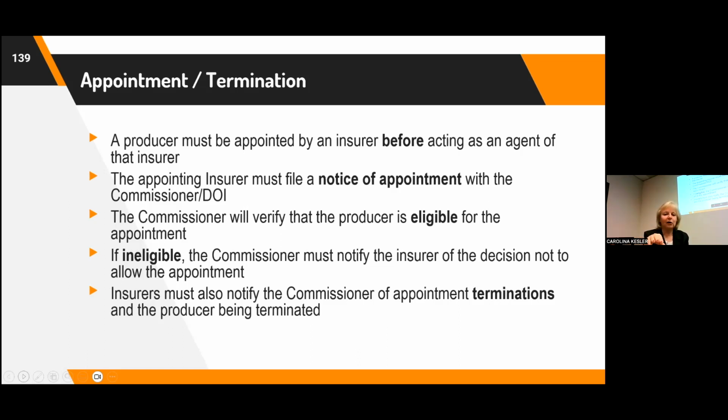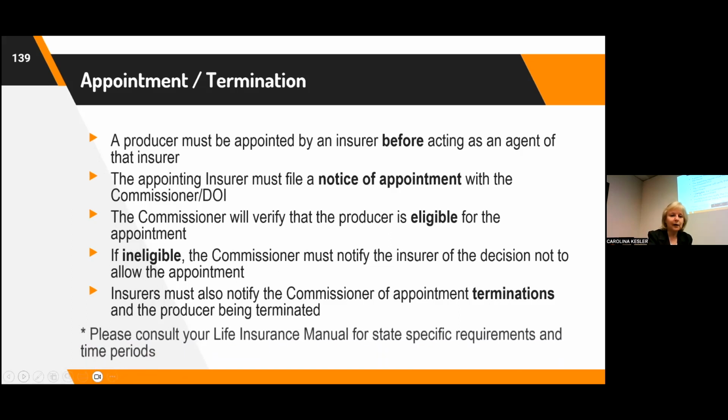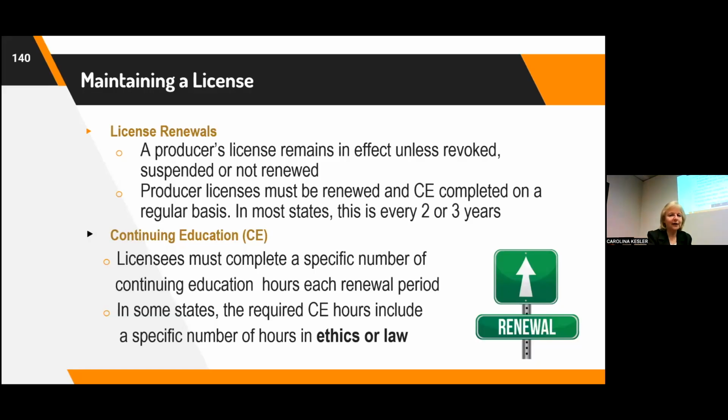The insurers must also notify the commissioner of appointments or terminations after the producer has been terminated. Again, check your state rules, right? License renewals. A producer's license remains in effect unless it's revoked, suspended, or not renewed. Producer's licenses must be renewed and your continuing ed completed on a regular basis in most states. This is every 2 or 3 years.